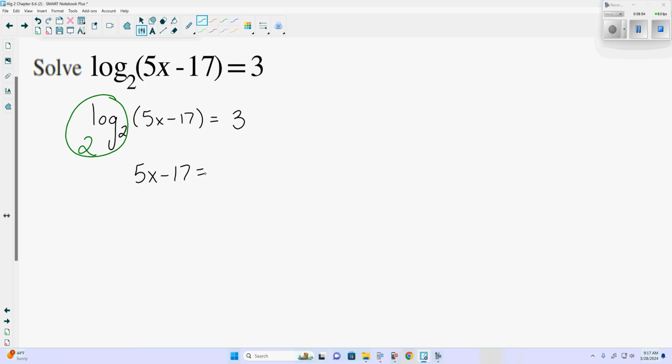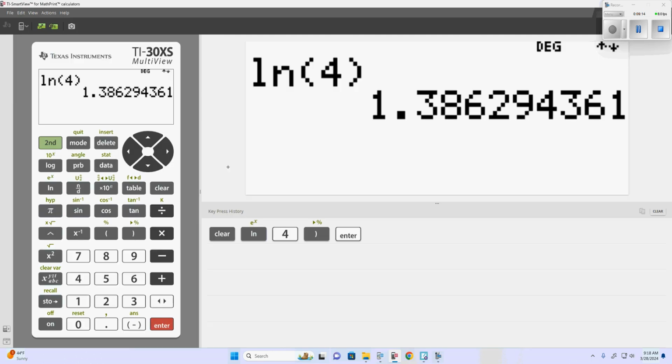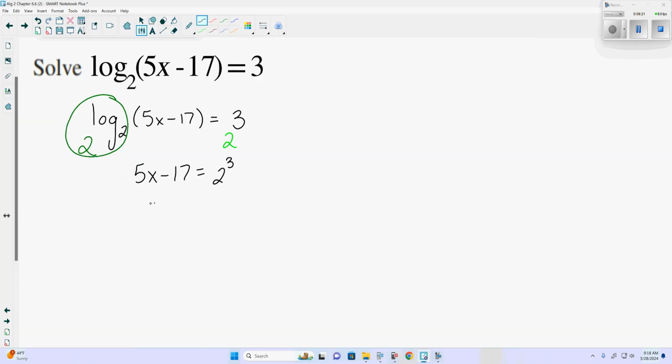Logs and exponentials simplify each other out. They're inverses. But if I do it to one side, we've got to do it to the other. So the other side is 2 to the third. Is 2 to the third a nice number? Yeah, 2 to the third is a nice number, because we could do it in the calculator. 2 to the third power is 8. So here we're just saying that 5x minus 17 is equal to 8.